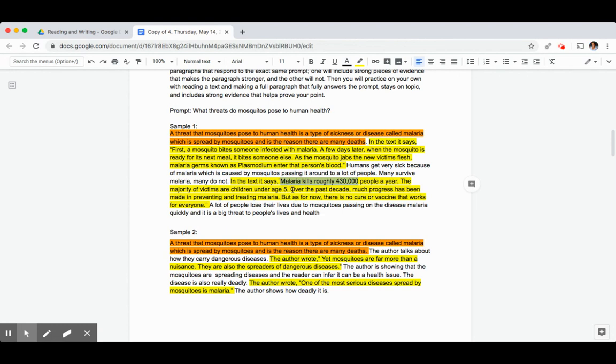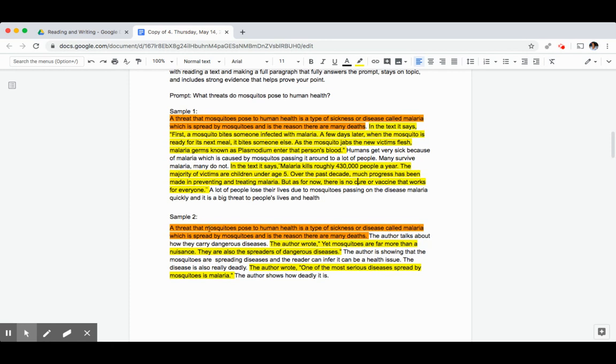And they say that even though there has been progress, there is not a cure or a vaccine. So that means that because there's no cure or vaccine, we can't completely eliminate the threat of malaria, justifying again exactly how dangerous mosquitoes can be to humans because they can spread this disease, malaria, and the disease has no cure. So humans are constantly threatened by getting malaria from mosquitoes.